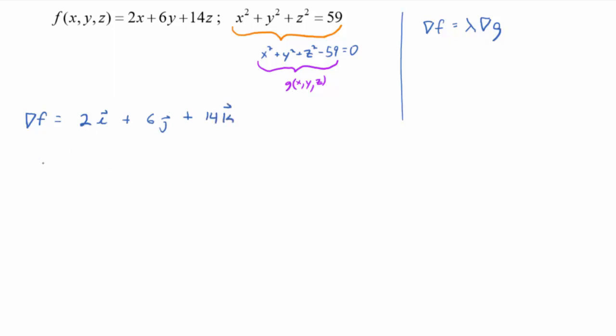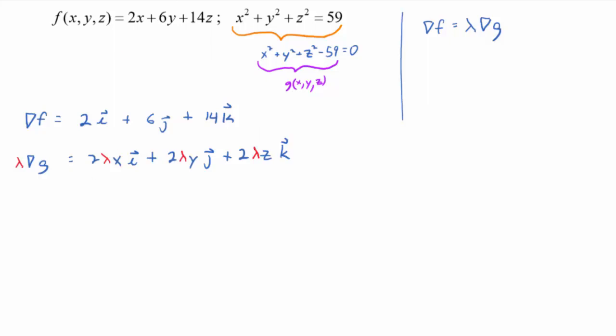And then del g, let's see, partial with respect to x would be 2x, and that's the i component, right? Plus, what's the partial with respect to y? 2y, that's the j component, plus partial with respect to z, 2z, that's the k component, and then remember we multiply through by lambda. You gotta be careful to not make your lambdas look like x's, because that can really throw you off in the middle of a problem.